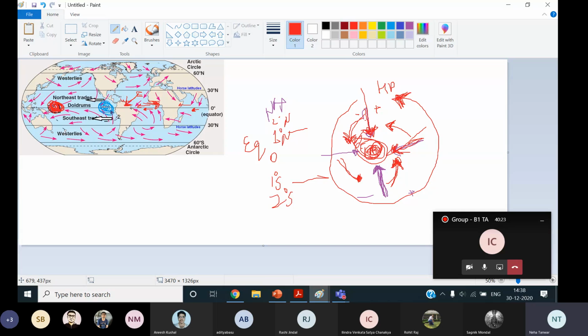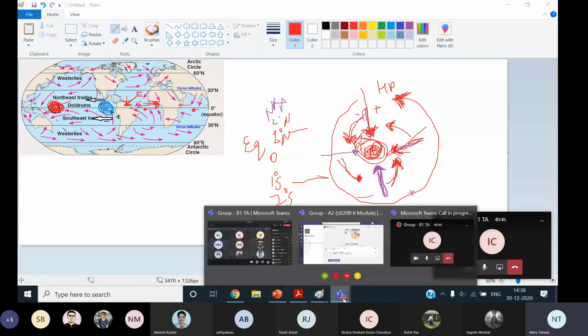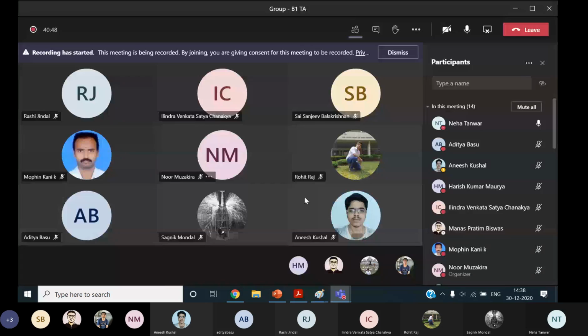Are we clear on that? Because upwelling is the result of the winds. If the intensity of winds is very low, the intensity of upwelling in return will be very low. Are we clear on that? Can I move ahead? Is there any question on what we have discussed till now?